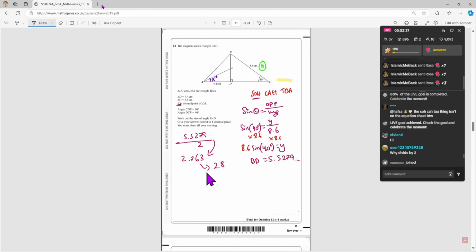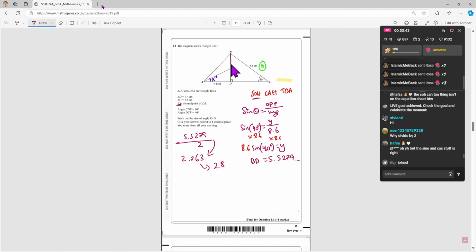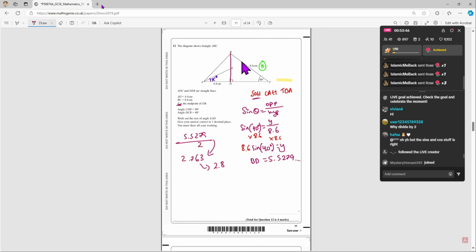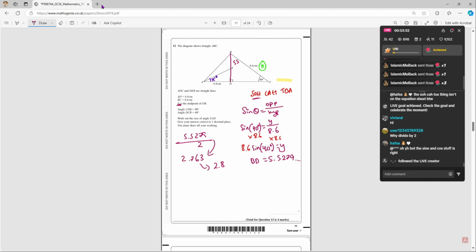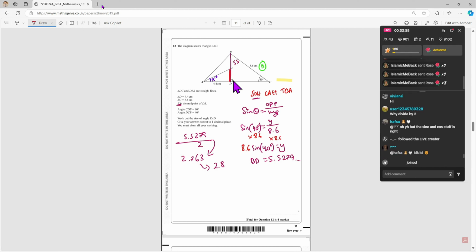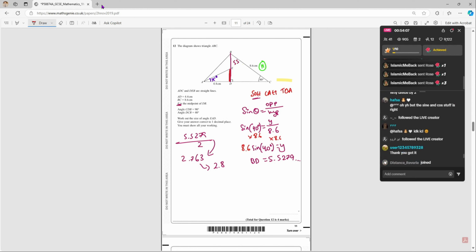Why do we divide by 2? Because, as you can see, our length BD is this whole thing over here. BD is equal to 5.5, okay? We need to work out what only this length over here is. We know that this whole length is 5.5, and we know that E is the midpoint, so it's going to be half the amount, because the midpoint is always at the middle. So we know that this is going to be 2.8.